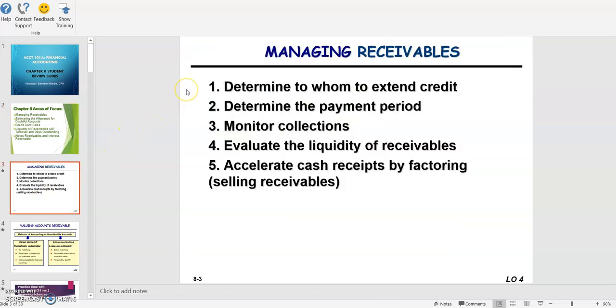With managing receivables, companies have to determine to whom to extend credit. They want to determine the payment period, whether it is 10 days, 30 days, or 60 days, or any other time period. They need to monitor collections from their customers and follow up with customers that are not paying in time. And then they also want to evaluate the liquidity of receivables. And companies want to think about methods to accelerate cash receipts. And one of the methods is called factoring, which means that they're going to be selling their receivables.